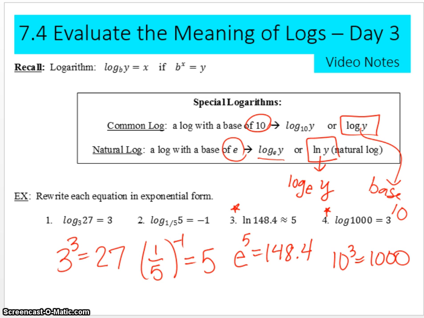Okay, so 1 and 2 should be 3 to the third equals 27. Number 2 is 1/5 to the negative 1 equals 5. Number 3, that ln, the natural log, means base e. A lot of people like to write the little base in there. So this is e to the 5th, and a squiggly line just means approximately equal to, or about, because it's been rounded. And then number 4, if there's nothing written on the bottom of the log, then that's a base 10. So this is 10 to the third equals 1,000.